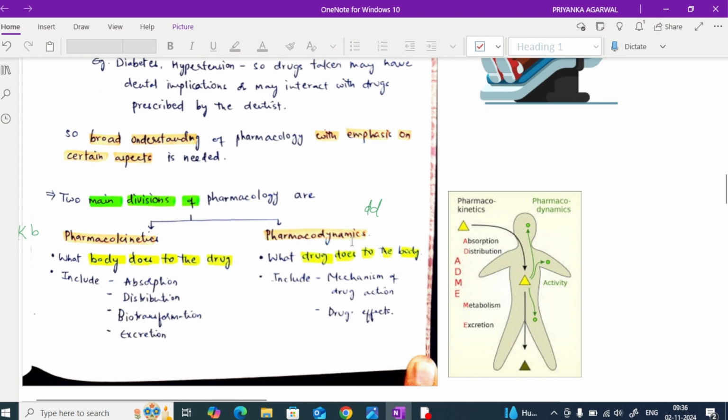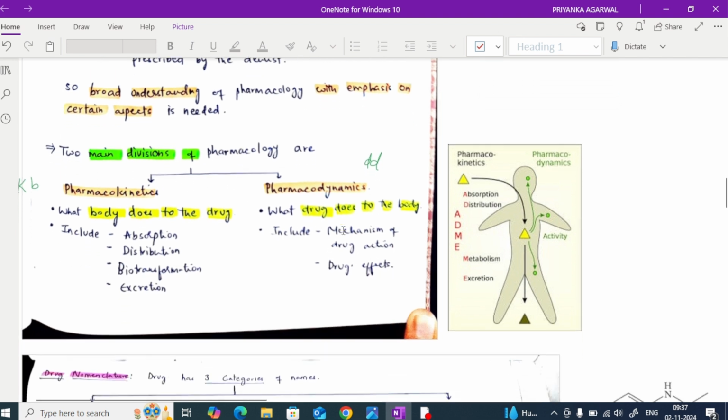Next, pharmacodynamics. Dynamics, remember it like DD: the sentence starts with D. What the drug does to the body. When the drug is inside the body, what is it doing? It is nothing but the mechanism of drug action and drug effect, so it will include these two. So this is about pharmacokinetics and pharmacodynamics.